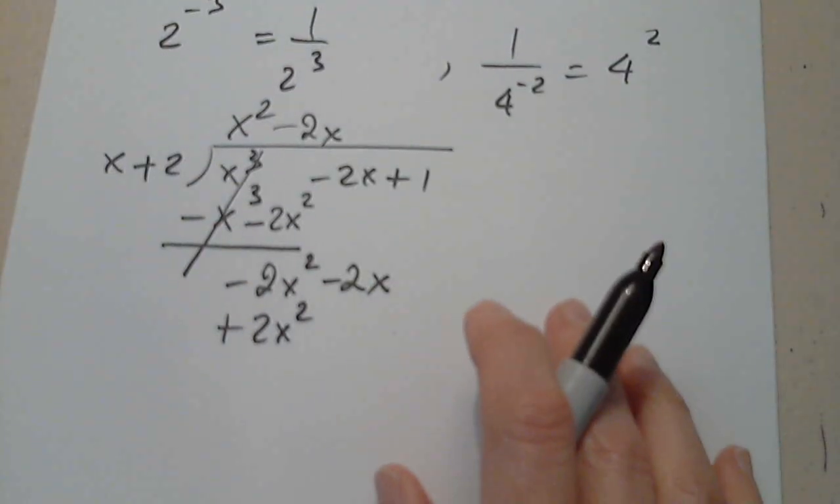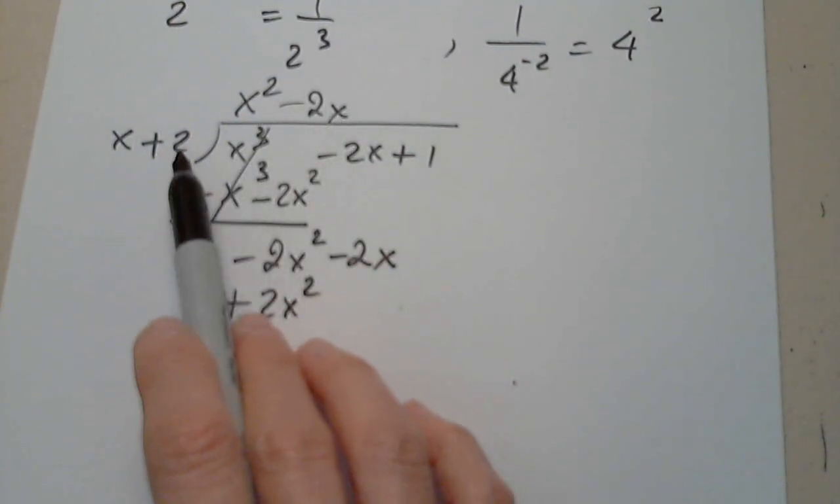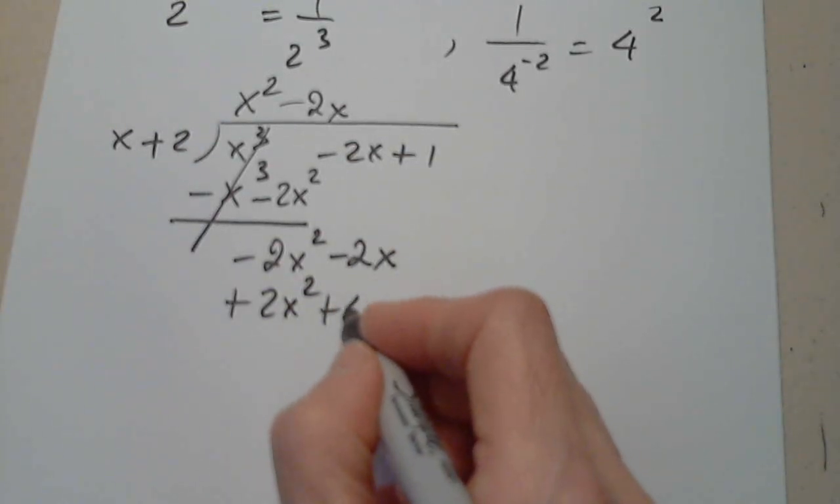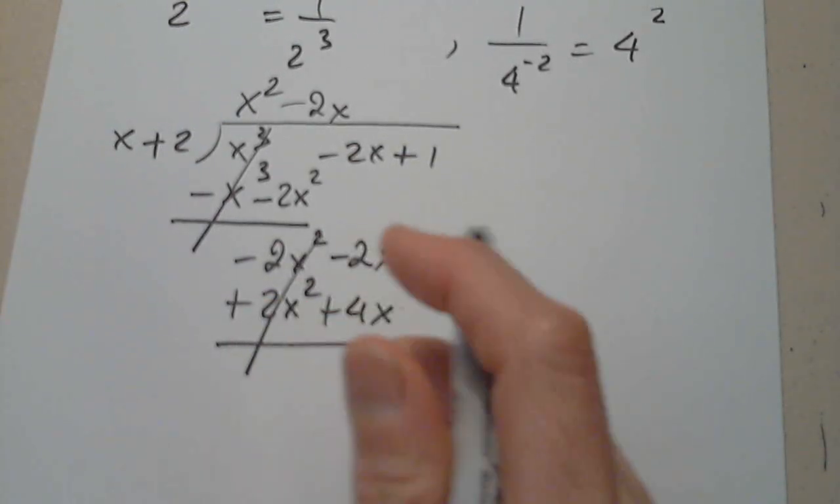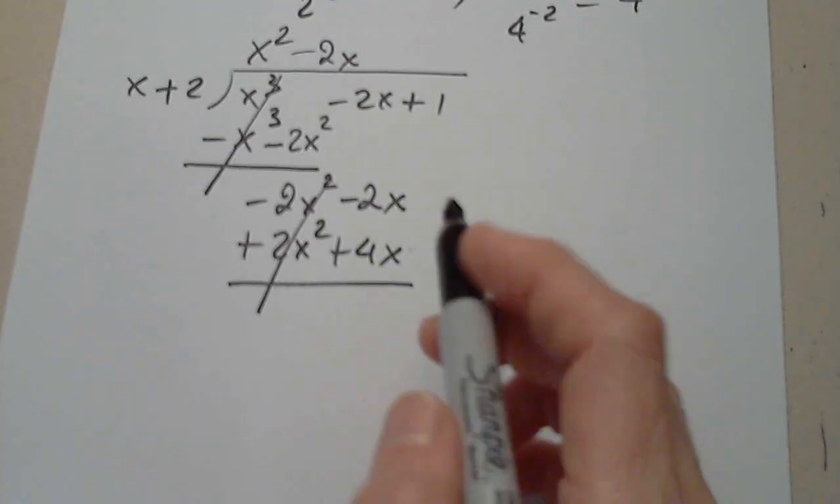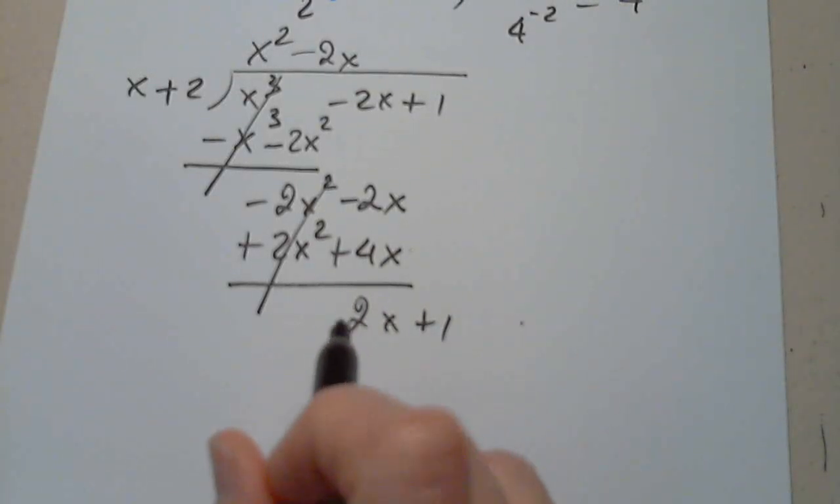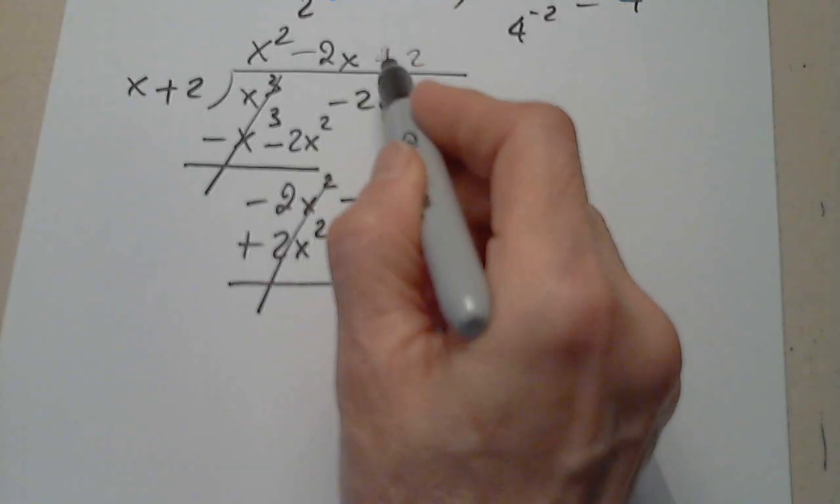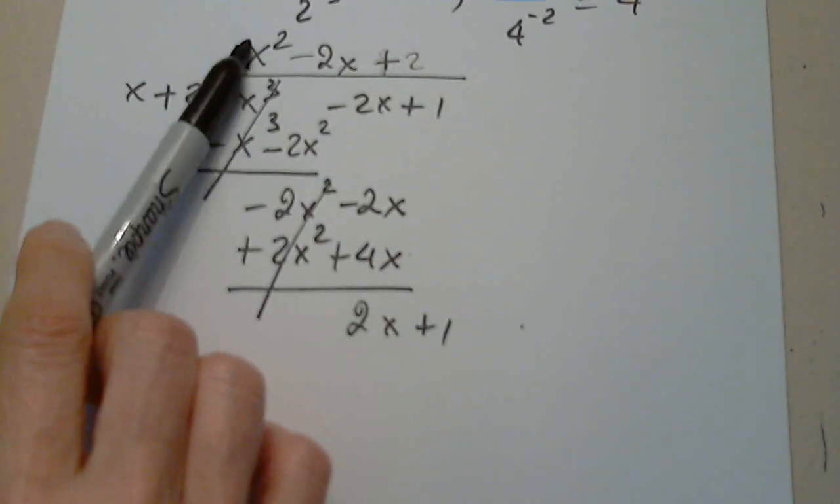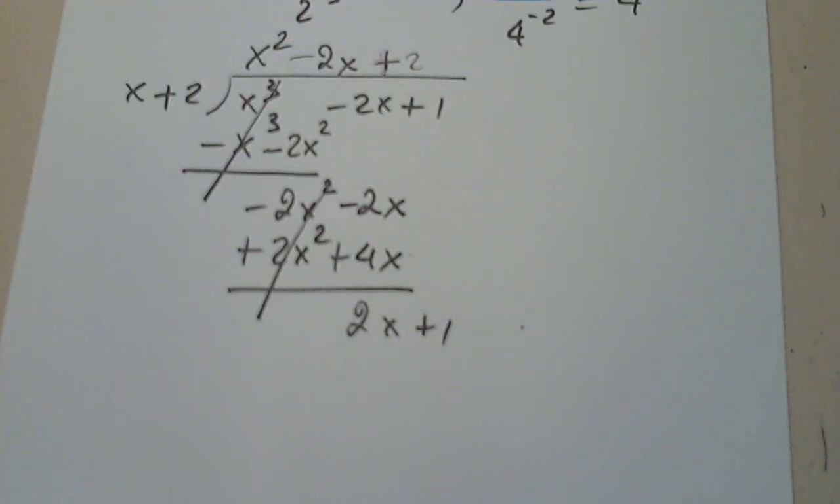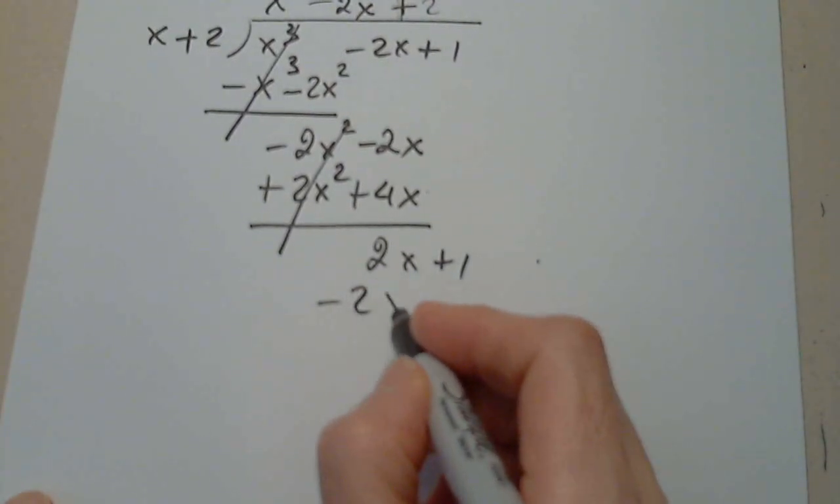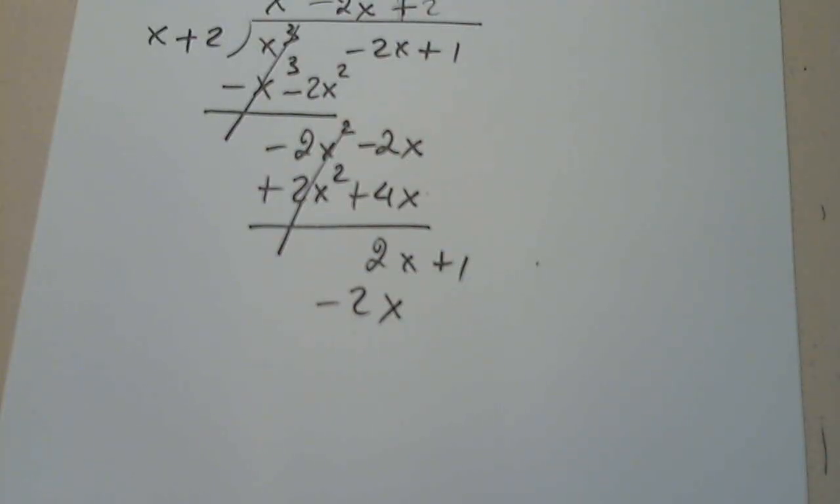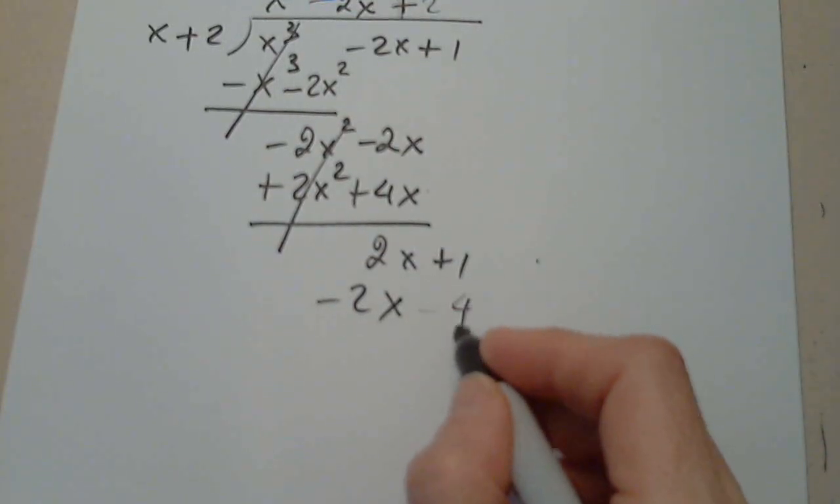I have to write the opposite. Negative 2x times 2 is negative 4x. I have to write the opposite. So this is 2x plus 1. X times what is 2x? So I have to write plus 2. Notice what I said, degree 2, degree 1, degree 0. And 2 times x is 2x, but I have to write the opposite. 2 times 2 is 4, but I have to write the opposite.